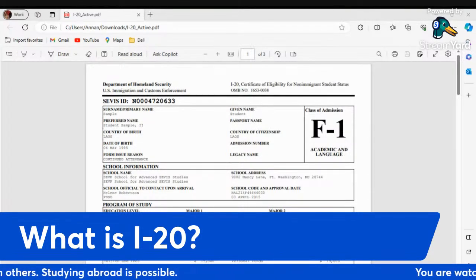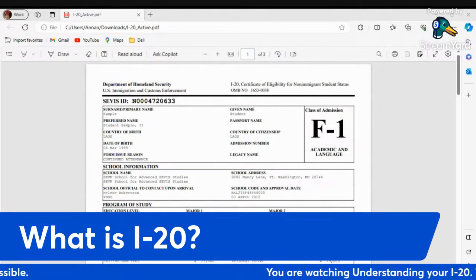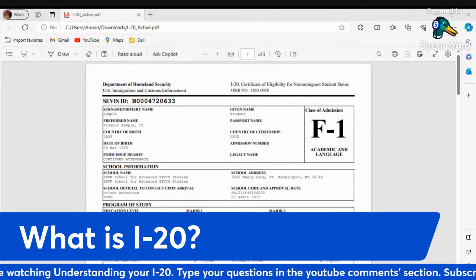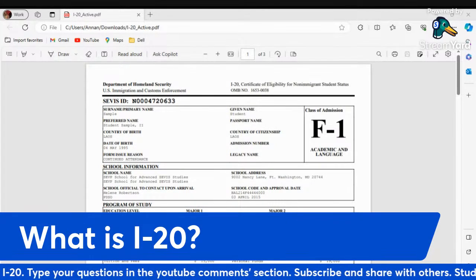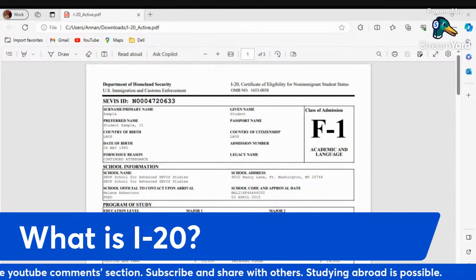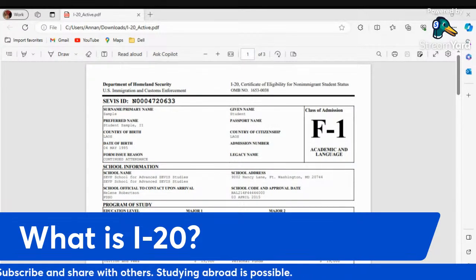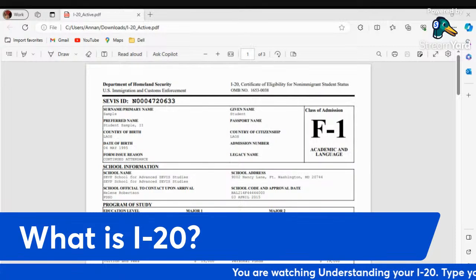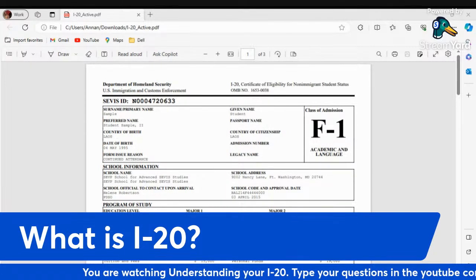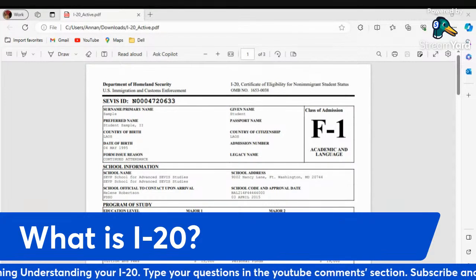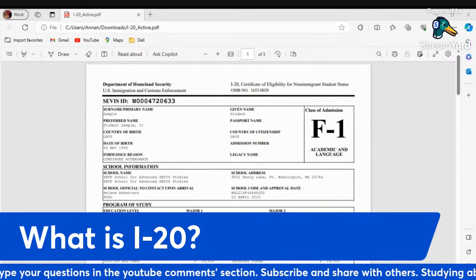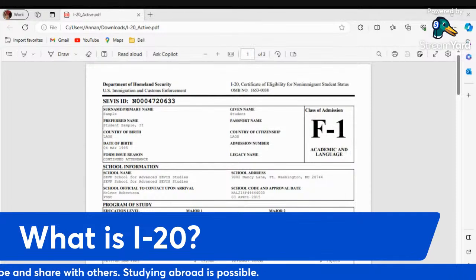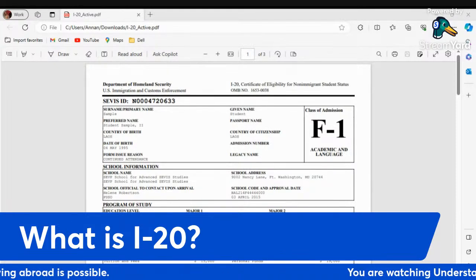So the form I-20 is a multi-purpose document issued by a U.S. government-approved educational institution that certifies that a student has been admitted to a full-time study program and has demonstrated sufficient financial resources to stay in the United States. It is officially called the Certificate of Eligibility because it allows an individual to apply for an F1 student visa at a U.S. embassy or a consulate.